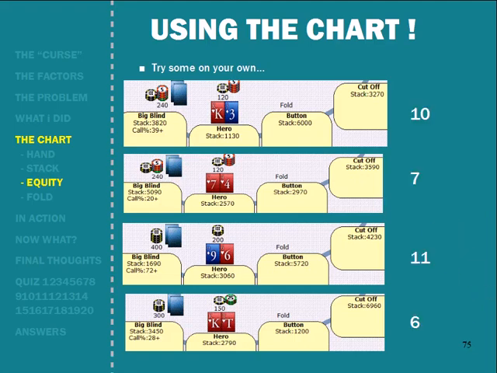So here are the answers: 10, 7, 11, and 6. And I will go over these really briefly because I think this is such an important thing to do, and it is fairly involved. So here we are in fourth place. If we doubled up, we wouldn't even be, what would we be in? We can't even double into third place. So that would be a base score of a 10.